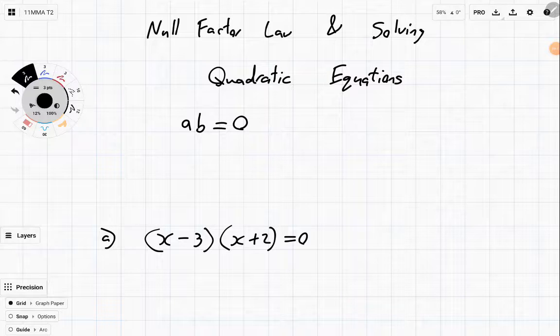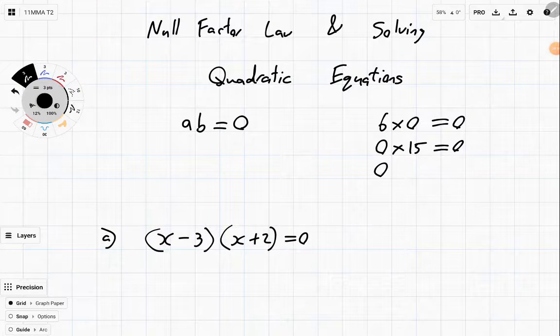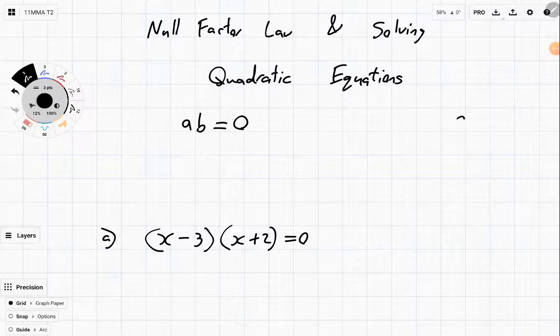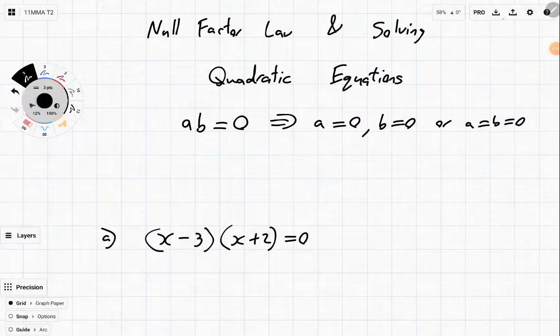Well, let's think about cases in which something equals 0. So if I've got 6 times 0, that would be equal to 0. And if I had 0 times 15, that would be equal to 0. Or 0 times 0 is equal to 0. Those are the three options I've really got. Either b is equal to 0, a is equal to 0, or they're both equal to 0. And that's exactly what the null factor law says: if this is true, then either a is equal to 0, b is equal to 0, or a and b are both equal to 0. So that's what the null factor law says, and it's a super powerful rule.